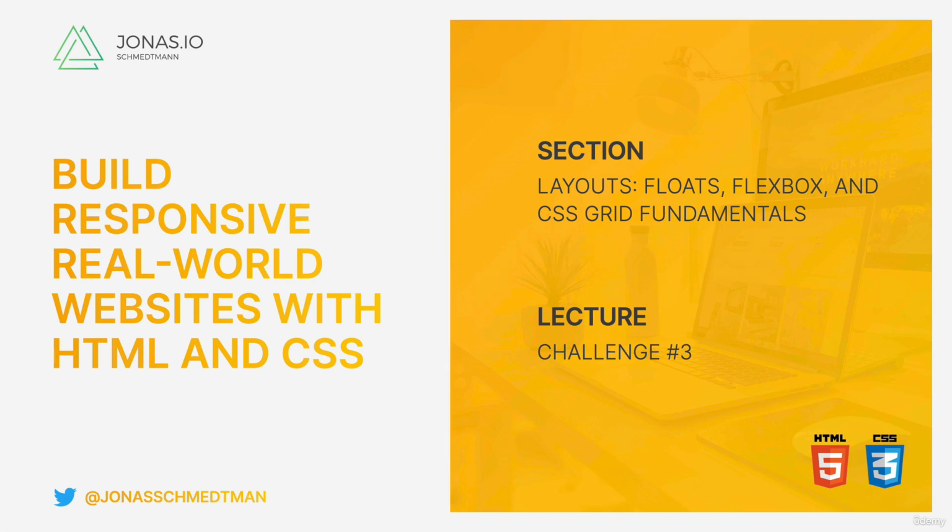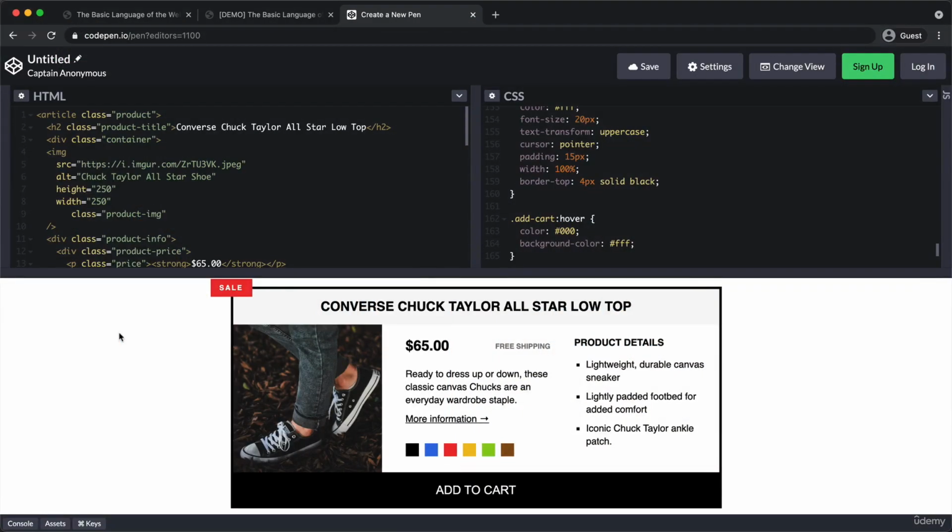So to wrap up this section, here is coding challenge number 3. And I hope you're not yet tired of this example, because we will work with it one more time here. So in the last challenge, you built this layout here using Flexbox. And so as you might have guessed, now it's time to build the exact same layout using CSS Grid.